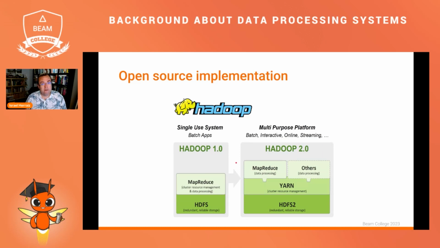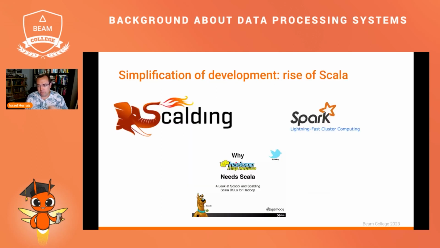So there were lots of innovations that appeared to try to reduce the complexity of Hadoop. For instance, let's mention here a few. Here I'm linking to one of the talks about why Hadoop needs Scala. This is a talk that mentions a couple of frameworks to simplify the development of Hadoop pipelines. And one of the innovations was switching the language from Java to Scala in order to make the code less verbose. Some companies like Twitter created Scalding also with the same goal to simplify the development of pipelines.